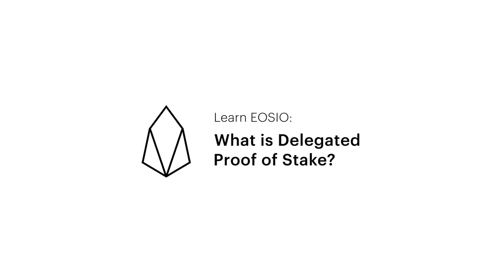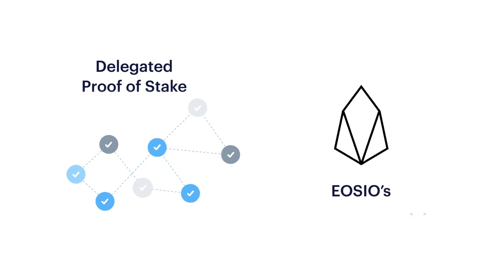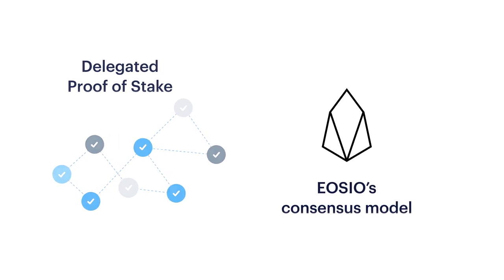What is delegated proof of stake? Delegated proof of stake is EOS.io's consensus model. What's a consensus model, and how does it work?